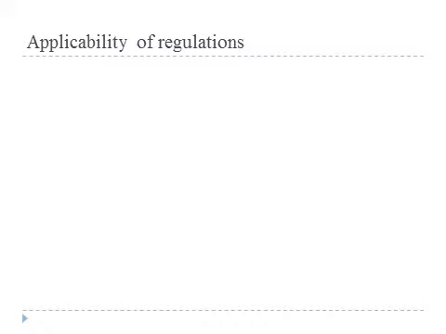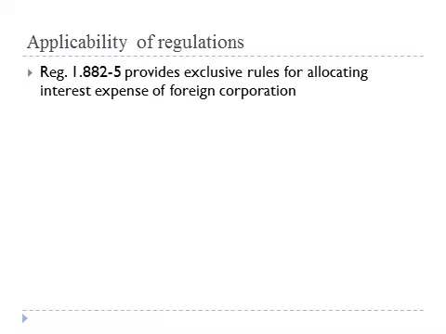Before discussing the regulations relating to the interest expense of foreign corporations, let us discuss their applicability. The rules in Regulation 1.882-5 provide the exclusive rules for the allocation of the interest expense of a foreign corporation. These rules supersede the regulations under Section 861 as to interest expense incurred by foreign corporations.